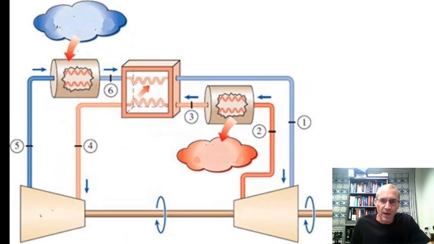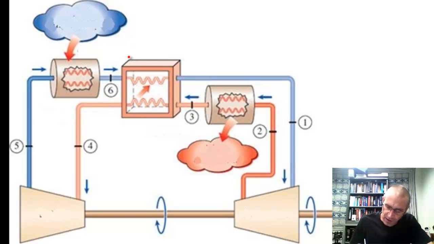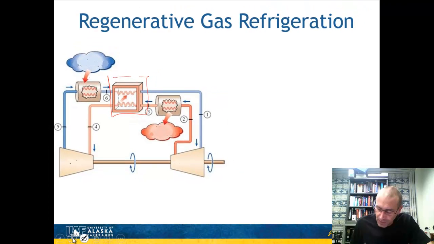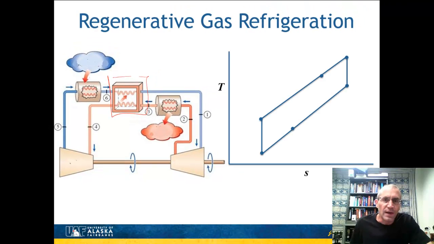Let's talk about regenerative gas refrigeration next, which is what we've done is added this regenerator, which I show right over here. And we saw this also in the Brayton cycle. And the reason of adding the regenerator in the Brayton cycle was we were able to increase efficiency. So there's just this one extra component, which is a countercurrent heat exchanger. So let's look at this on the TS diagram. And again, it's going to look a lot like the regenerative Brayton cycle. We're just going in reverse.